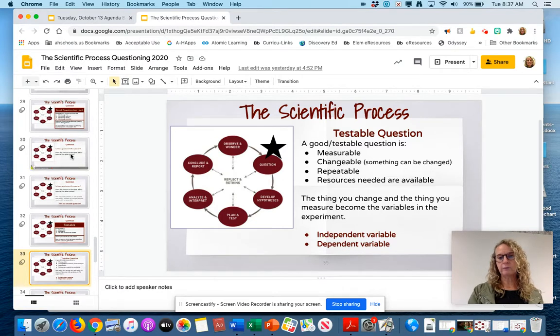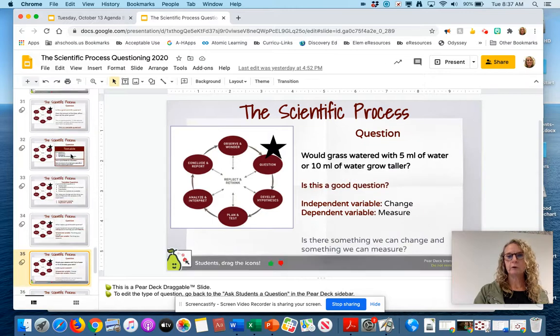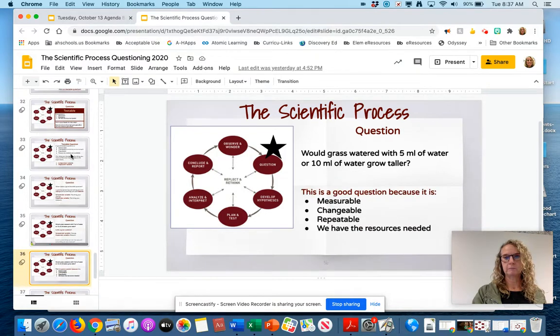So we're going to talk briefly about something we'll be talking about more next week, but the thing that you change in an experiment is called the independent variable, and the thing that you measure is called the dependent variable. What makes a good testable question? It has something that you can change and something that you can measure. So here, in your question, what are you changing and what are you measuring? So would grass watered with 5 milliliters or 10 milliliters of water grow taller? Is this a good question? Yes, because there is something that we can change and something that we can measure. And so it is, again, changeable, measurable, repeatable, and we have the resources we need.